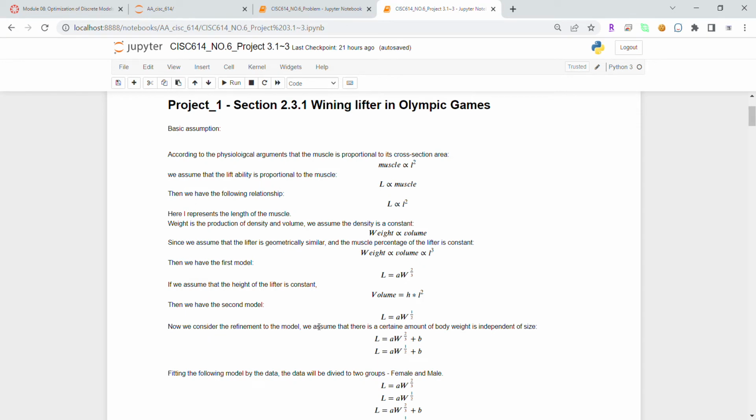We assume that there is a certain amount of body weight that is independent of size. So we have these two refinement models according to the first and the second models. So we add an intercept to the model as a constant.